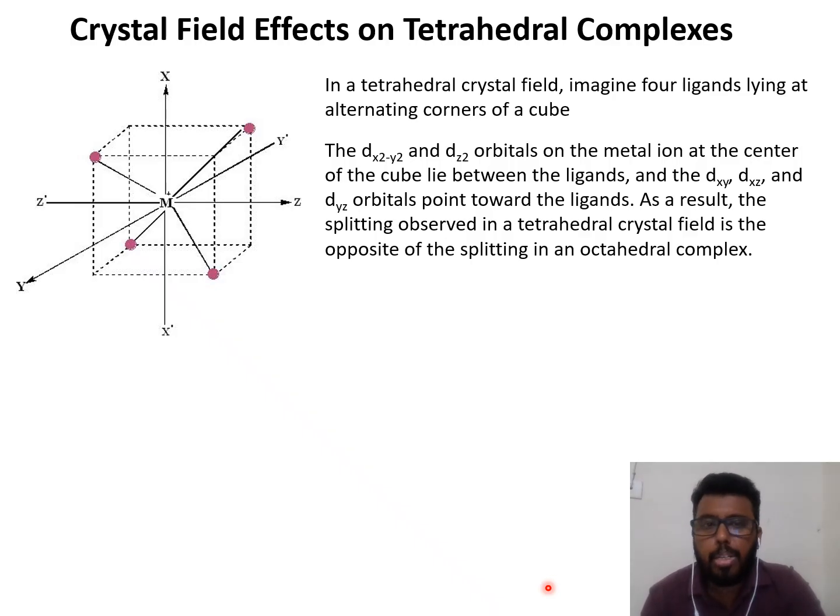So a 3D view. This geometry is a cube, and the cube's edges are represented by the dotted lines, and you have two squares which are connected to form a cube. And in that you have two faces, right? This is the front face and this is the back face. So imagine four ligands are lying at alternating corners of a cube. For instance, this is your cube now, the front face. So alternating corner here, here not present. So here not present. So alternating corner.